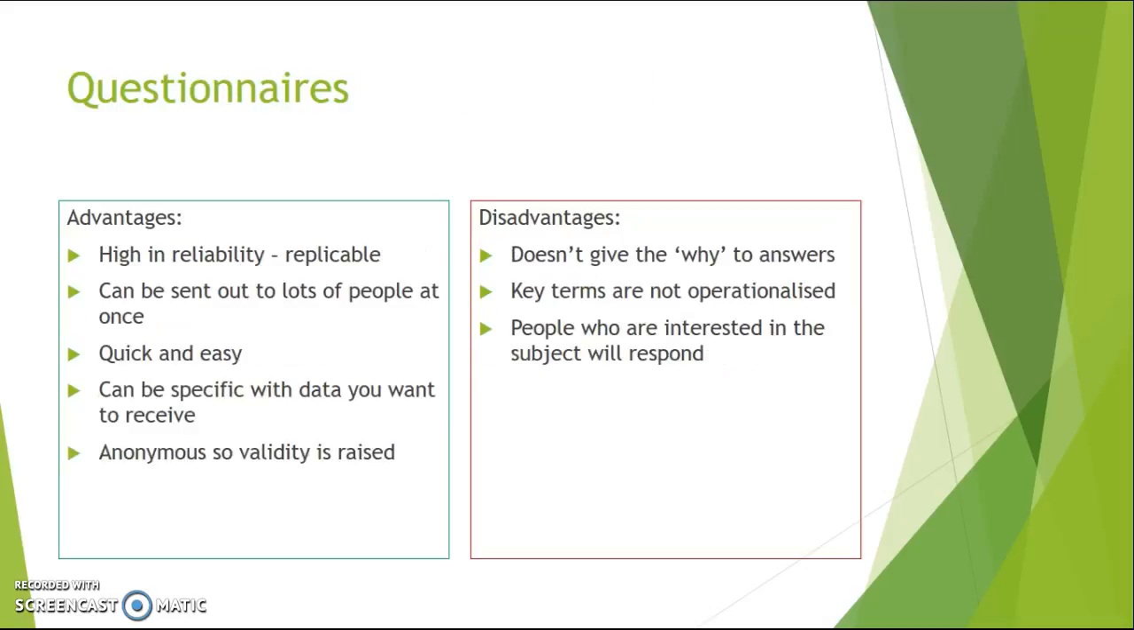And then we move on to questionnaires. We've got advantages. It's high in reliability, it's replicable, can be sent out to lots of people at once. You're going to get high generalizability and a high representability, because you can send it very quickly, very easily to a wide range of places. It's quick and easy as well, so you only have to make one and then just make a copy of it, so it's very quick.